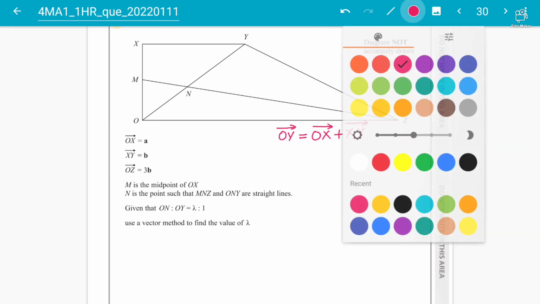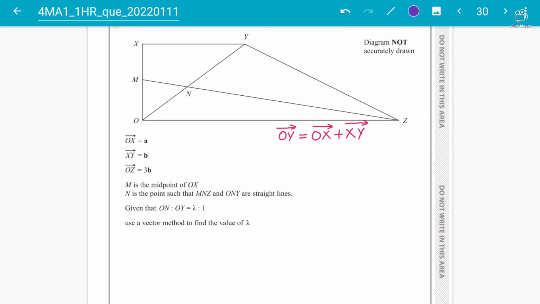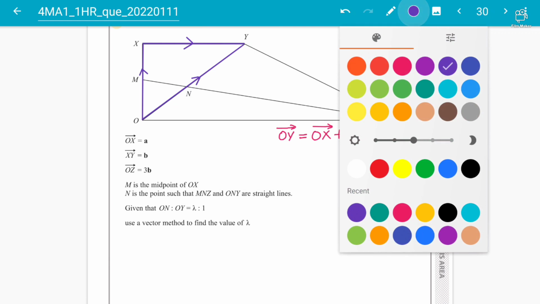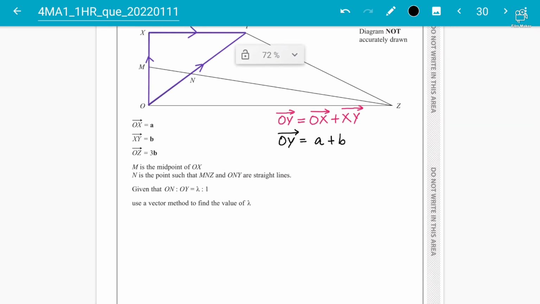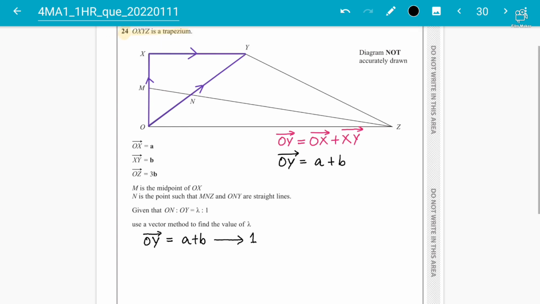So we can find it easily: it's going to be OX plus XY, going in the same direction, and that will give us the OY vector. So the OY vector will be a plus b. Now that we have the OY vector, we already have the ratio for that as well. The OY vector is basically a plus b, and it is represented by 1 unit. So follow in the highlighter, students, in green color, this whole OY represents 1 unit.